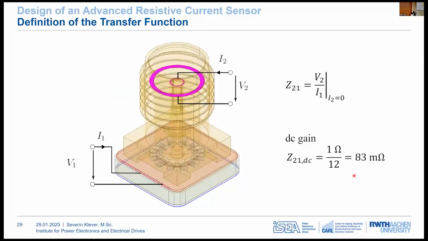To evaluate the transfer function, the shunt is modeled as a two-port network. One port conducts the input current, while the other port provides a signal at the connector. And in this case, the impedance parameter Z21 corresponds to the shunt's transfer function as it's defined by the ratio of the output voltage to the input current. And I will address the assumption I2 = 0 a bit later. The transfer function is frequency dependent, but at low frequencies, we can expect a constant value, which is the shunt's DC gain. And by connecting 12 1 ohm resistors in parallel, a DC resistance of 83 milliohm is achieved.